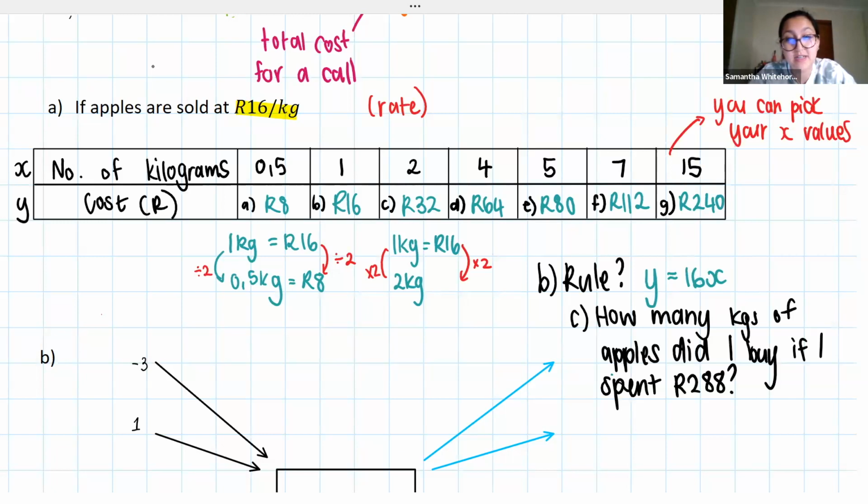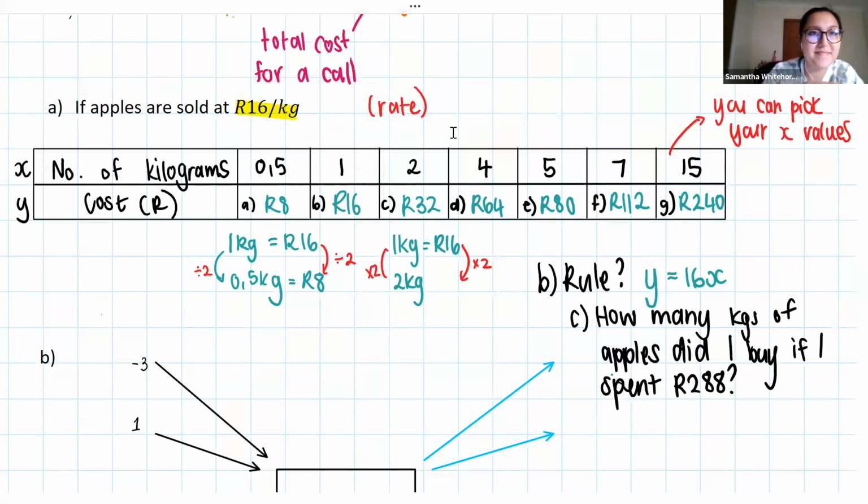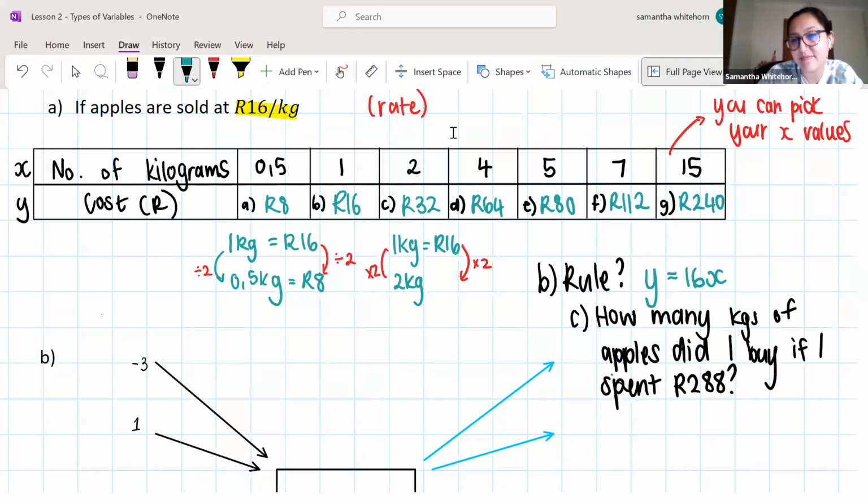Anyone want to raise their hand to explain how they got that answer? It is correct. Everything on the chat there is correct. Anyone want to explain? Nice, Chantal. How did you get your answer? I said 288 divided by 16. Perfect.